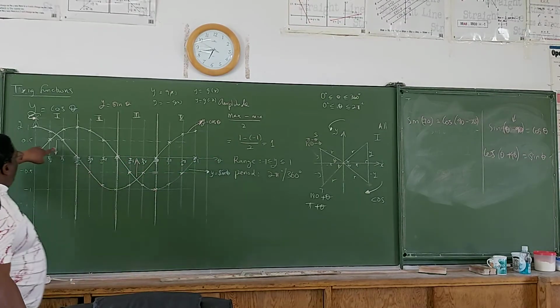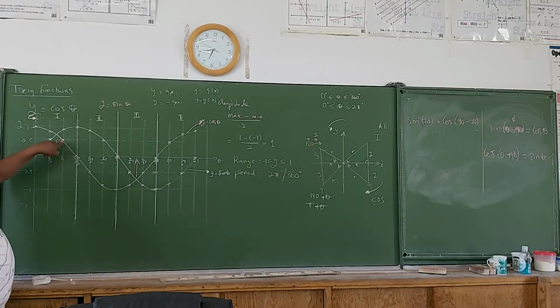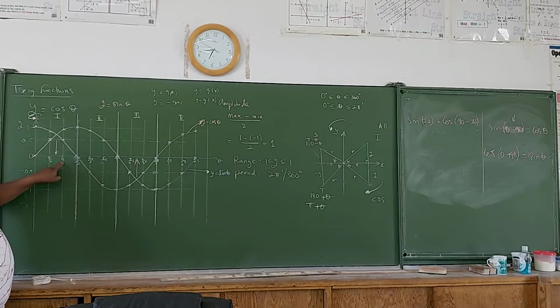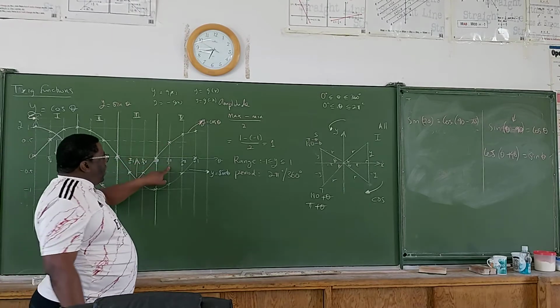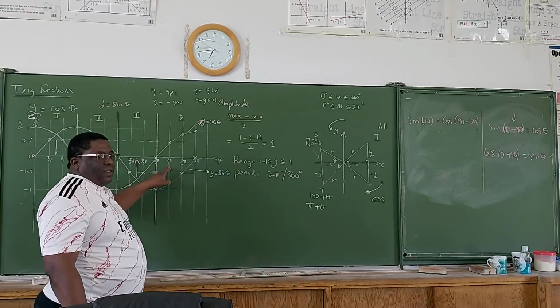For example, let's take this function here, cos x is equal to 0.5. It will be at this angle here, which is 60 degrees. It will be at this angle here, which is what?